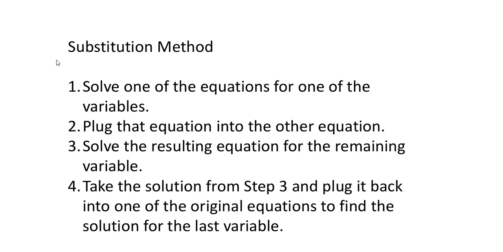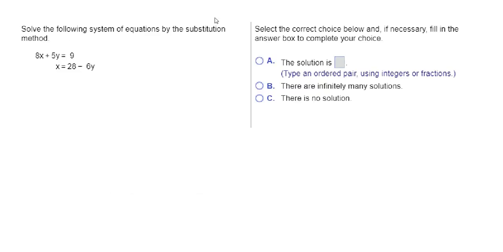And then once you've plugged that one equation into the other equation, the result you're going to get is a new equation with just one variable instead of two variables. So step 3 is to solve the resulting equation for that remaining variable that you have. And then step 4 is to take the solution you get from step 3, plug it back into one of the original equations, most likely the one where you already solved it for the variable, and then find the solution for that last remaining variable. All right, so that is the process we are going to use. I apologize if it sounds a little bit too abstract at the moment, so let's make it a little more concrete by looking at an example.